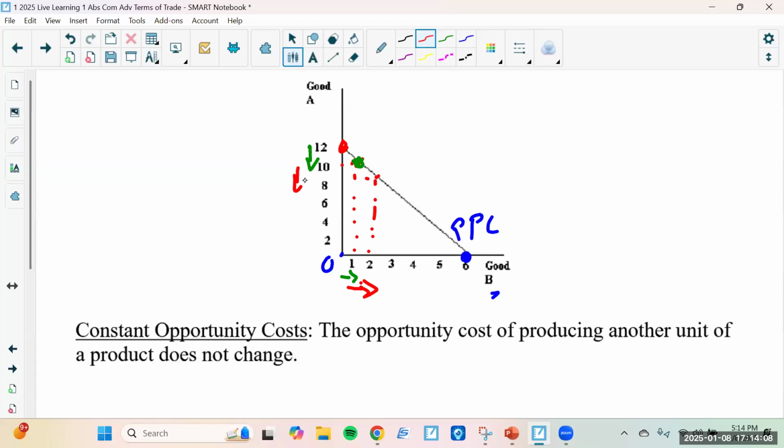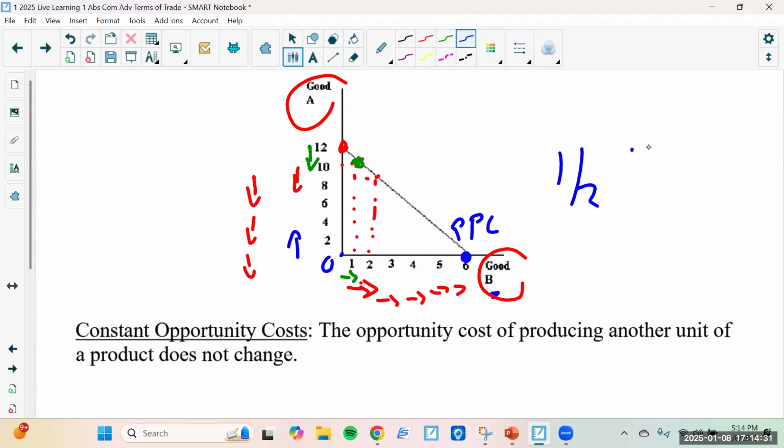The opportunity cost of each unit of B that you gain, every time you go this way, every time you gain 1 unit of B, you give up 2 units of A. Okay. What if we went the other way? Then for every 1 unit of A that we gain, we give up half a unit of B. But since it's constant, 2 of A for 1 of B, every time, it doesn't change. That is what we call a constant opportunity cost.